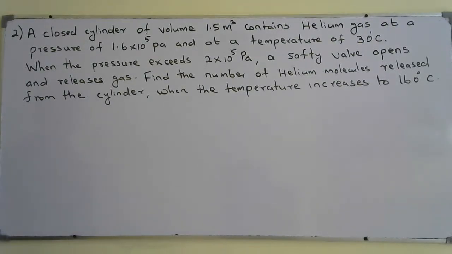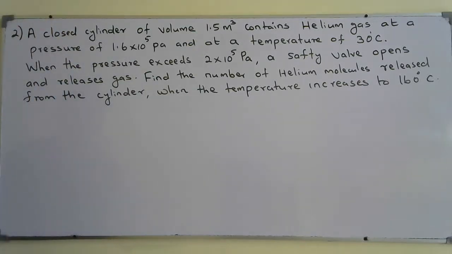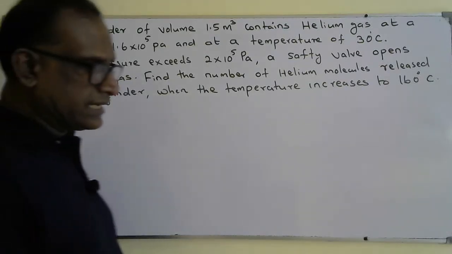Okay, so the second question. A closed cylinder of volume 1.5 meter cube contains helium gas at a pressure of 1.6 × 10^5 Pascal and at a temperature of 30 degrees Celsius. When the pressure exceeds 2 × 10^5 Pascal, so if the pressure becomes more than 2 × 10^5 Pascal, a safety valve opens and releases gas. Find the number of helium molecules released from the cylinder when the temperature increases to 160 degrees Celsius.